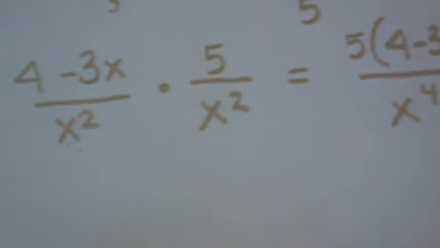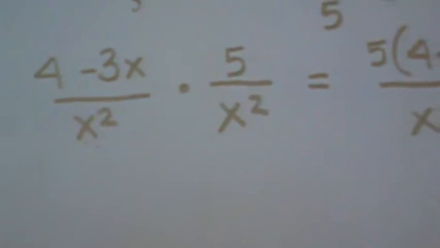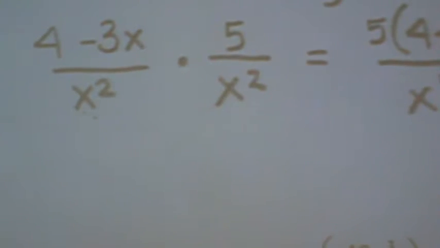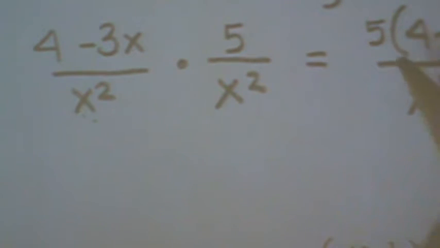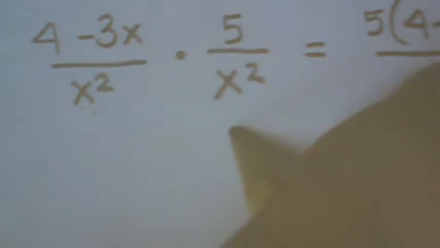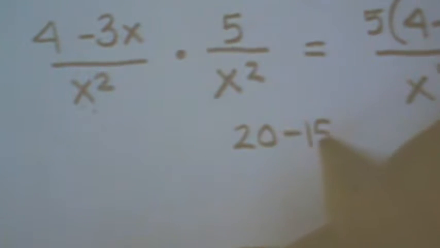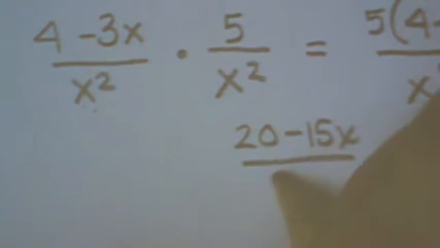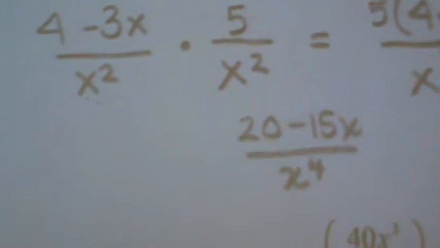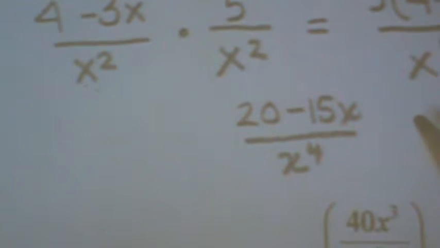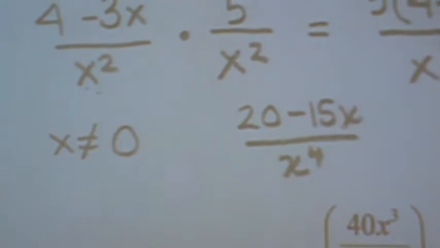Okay, one more example. Do you want us to actually distribute the 5? No, you can just leave it like that. You could write 20 minus 15x. Wait, so we can do that? You can if you want. I was just being nice and saying just leave it like that. You can do that, and they're both good answers. Now, what is the restriction on this? X can't be what? 0. Yep.